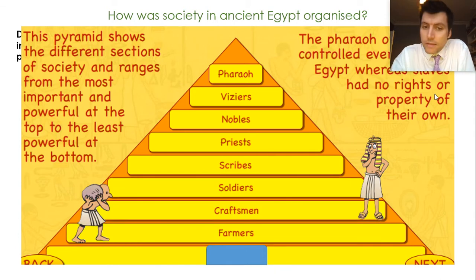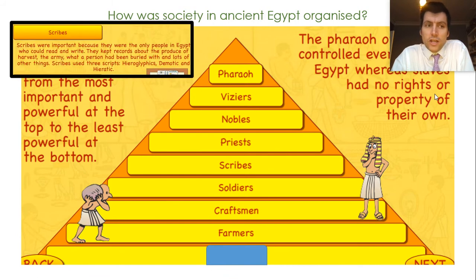After that, we've got the scribes, the soldiers, the craftsmen, and the farmers. So the scribes are important because they're the only people who could read and write. They kept records, which was really important, and they used three ways of writing: hieroglyphics, demotic, and hieratic.